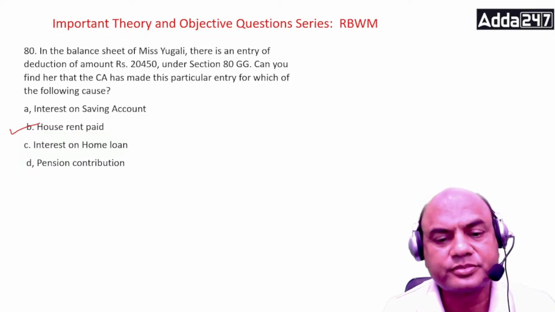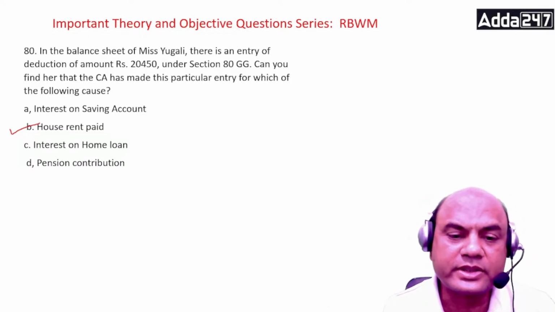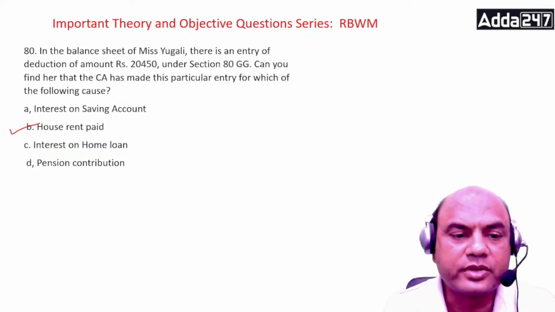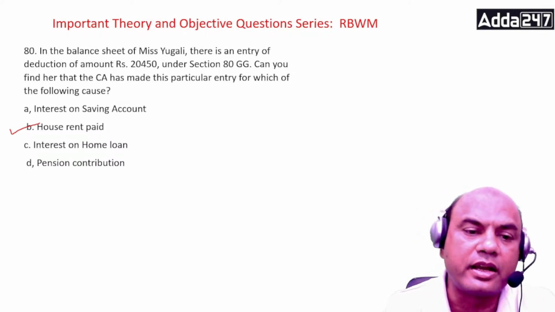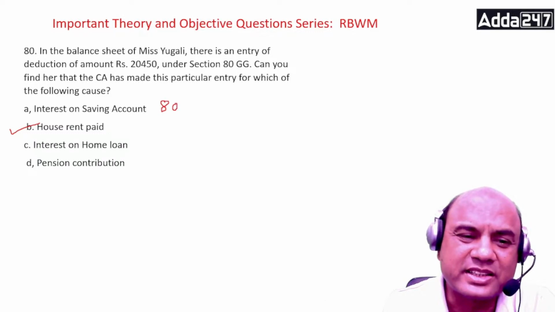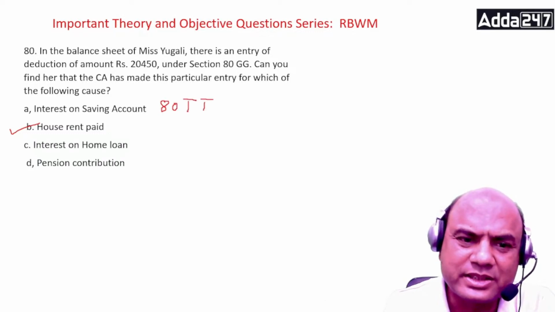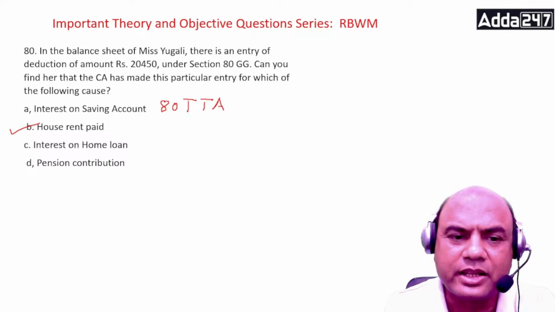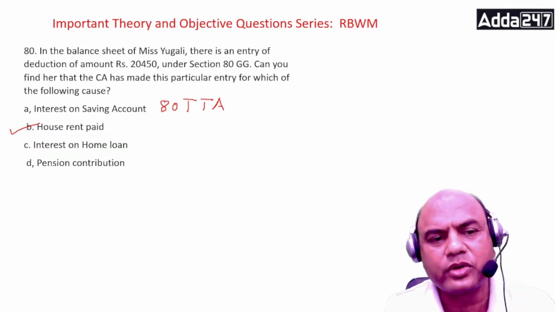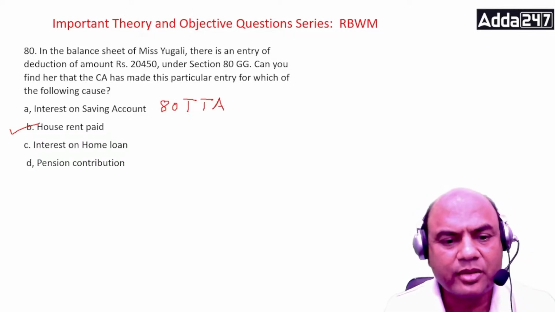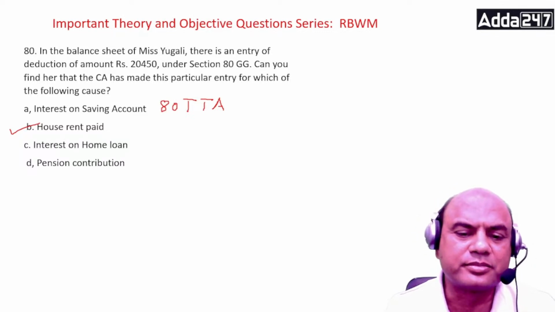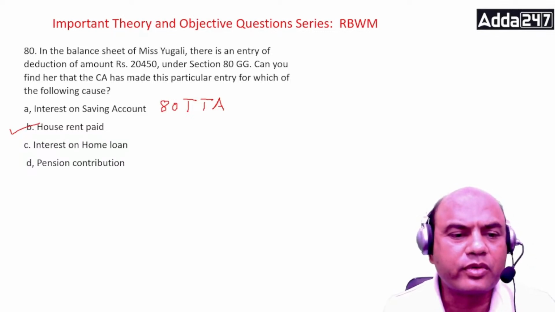See here, for savings account, I'll write it over here only. Savings account, it is 80TTA. So many sections. You need not remember all those. This has come, that's why I'm telling you. It's not compulsory for you to remember all those, because many of them are not asked in the exam.